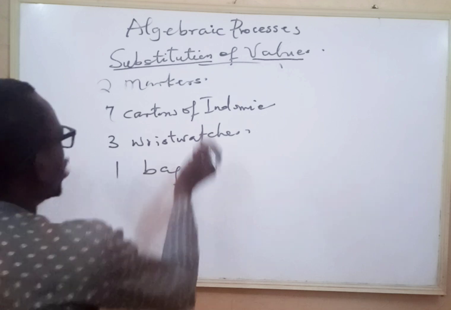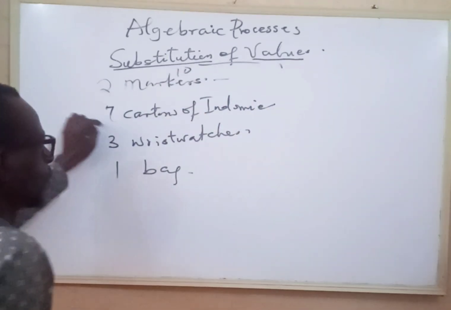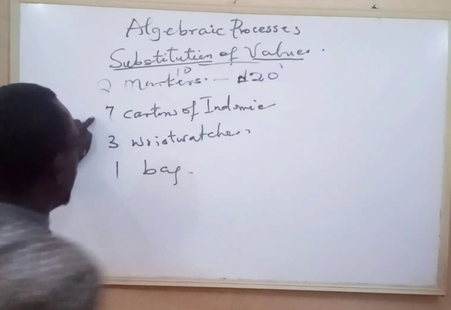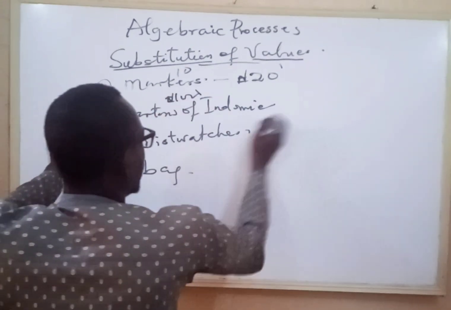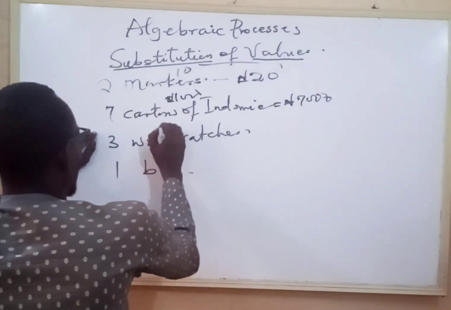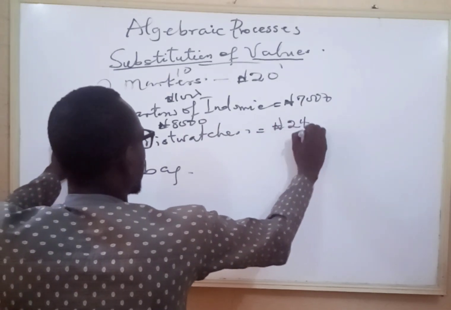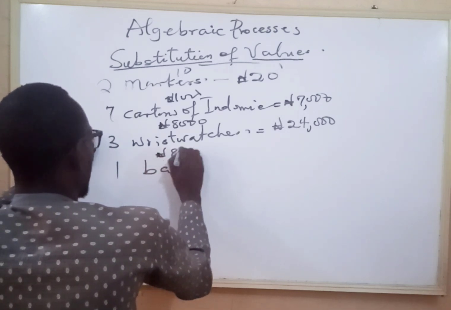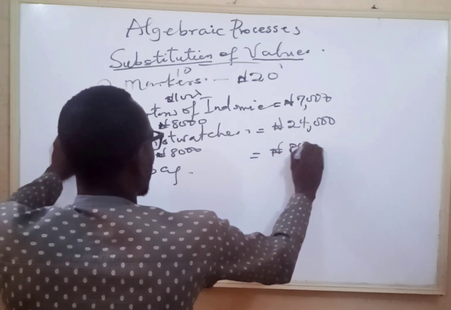So at this point now, let's assume the marker is 10 naira. 1 marker is 10 naira. You have picked 2. That means you are paying 20 naira. Assuming a carton of Indomie is 1,000, you are picking 7. That means you are paying 7,000 naira. 3 wristwatches. Let's assume 1 is 8,000. 3 is 24,000 naira. 1 bag, let's assume is 8,000. You are picking 1 bag, you have to pay 8,000 naira.